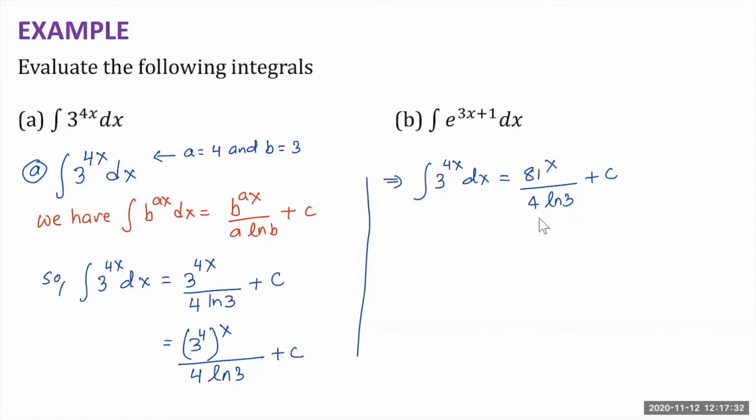You can leave it here, that's okay. If you want to go further, you can raise this power over here. It will be 3 raised to 4. So if you want to simplify further, it will be 81 raised to x divided by the natural log of 3 raised to 4. 3 raised to 4 is 81 plus c. So we will not be able to simplify any further. So that is the value of the integral given here in part A.